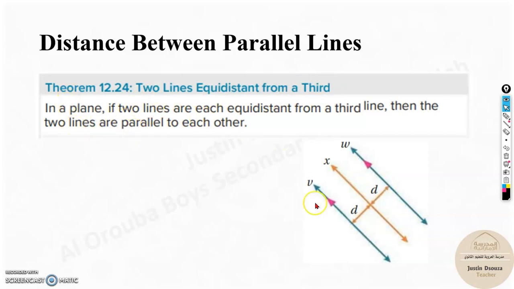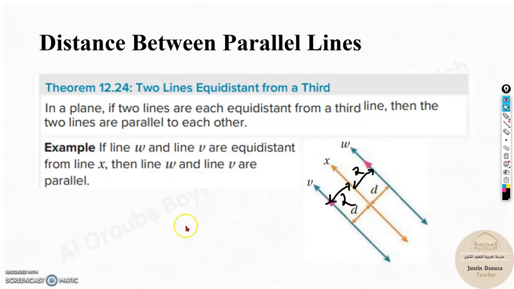In a plane, if two lines are equidistant from a third line, that means if the distance between these two lines is, say, 2 and 2 over here as well, then those two lines are parallel to each other. Okay, why? Because they're all the same distance apart, so they are parallel. Now over here, that is what it means.